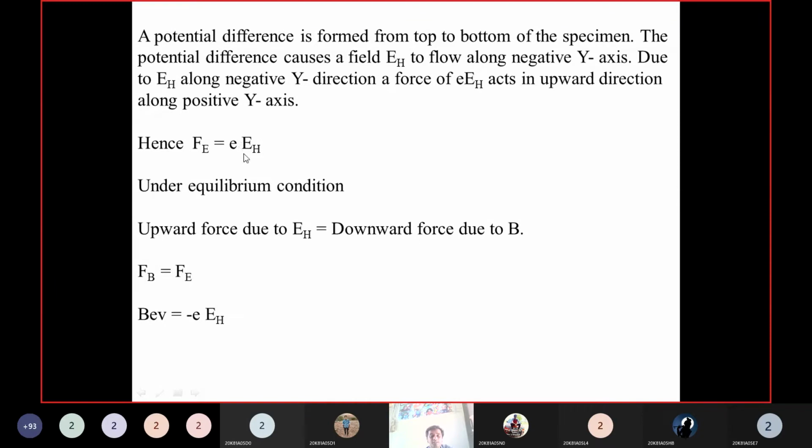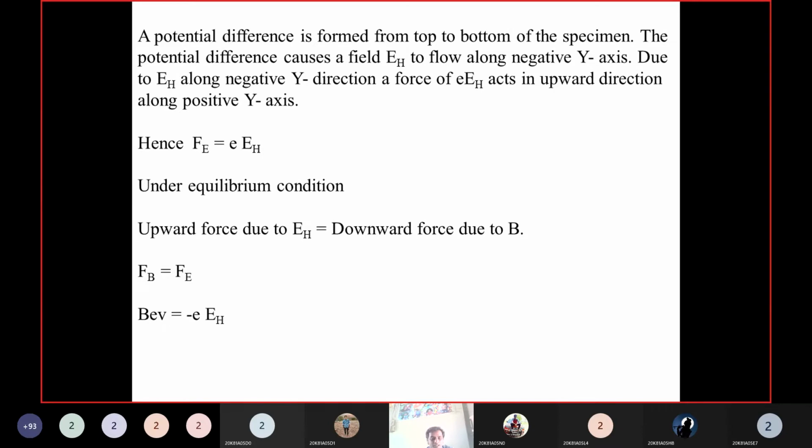This force direction is opposite to the magnetic field force. Due to the magnetic field, some force will occur, equal to F is equal to BeV. Due to the electric field, some force will occur on an electron, equal to e into EH. So the direction of this force will be opposite to the direction of the magnetic field force.